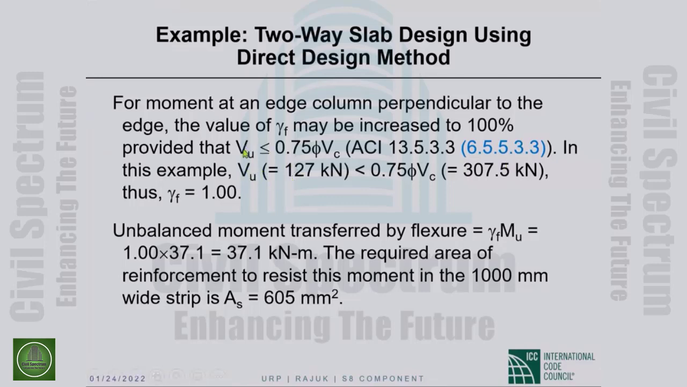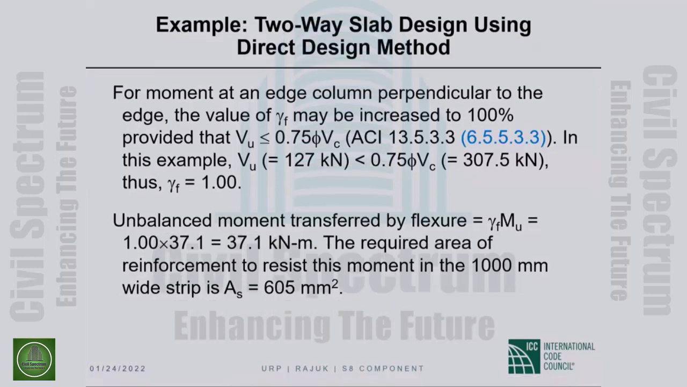We have the condition satisfied that will give us gamma sub f of 1, V sub u less than 75% of phi times V sub c. Unbalanced moment transferred by flexure then is 100% of the 37.1, which is 37.1 kilonewton meters. The required area of reinforcement to resist this moment in the 1000 millimeter wide strip is 605 square millimeters.